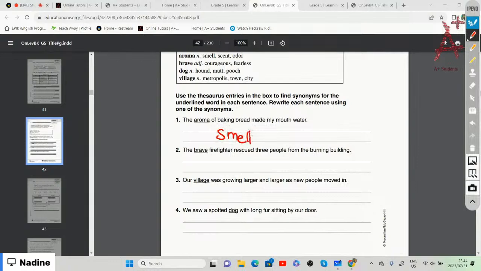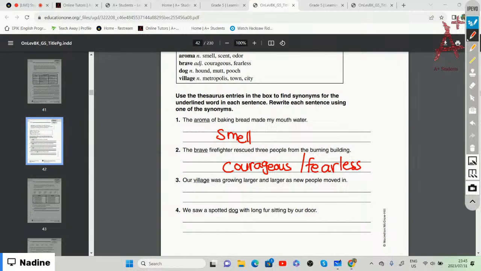The brave firefighter rescued three people from the burning building. With brave, we can either say the fearless firefighter or the courageous firefighter. With no fear, he rescued people from the burning building.